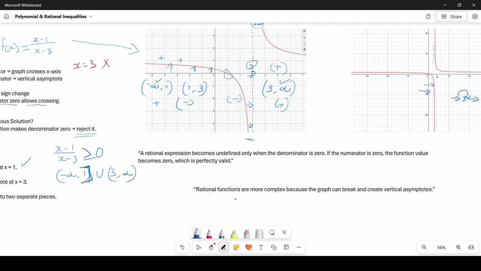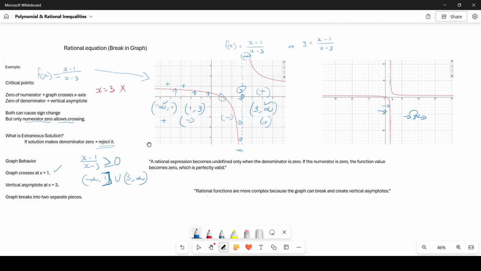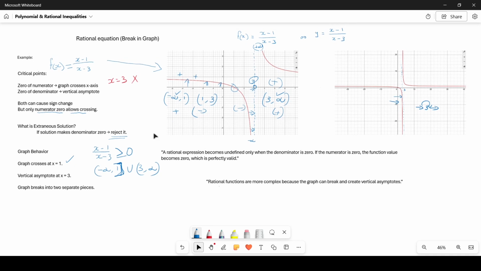Rational functions are more complex because the graph can break and create vertical asymptotes. Dealing with the rational equation is a little more complex and complicated. So we need to understand the basic things when we encounter any rational equation.